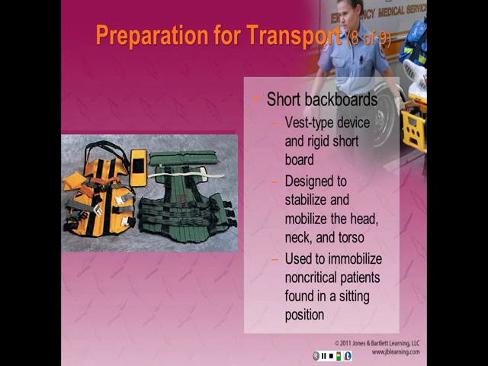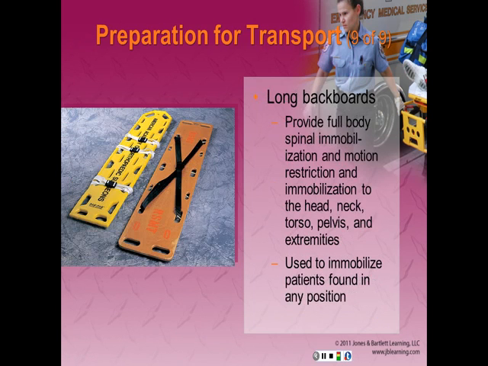The most common short backboards are the vest-type device and the rigid shortboard. These devices are designed to stabilize and mobilize the head, neck, and torso. They are used to immobilize non-critical patients who are found in a sitting position and have possible spinal injuries, and you'll learn how to use these in class.